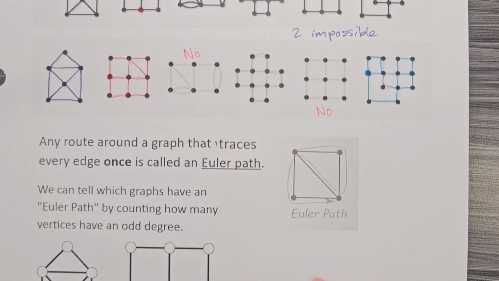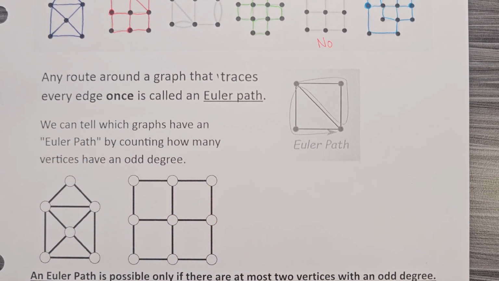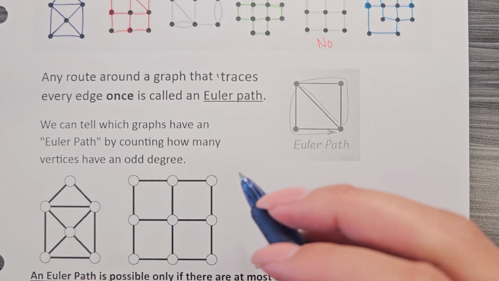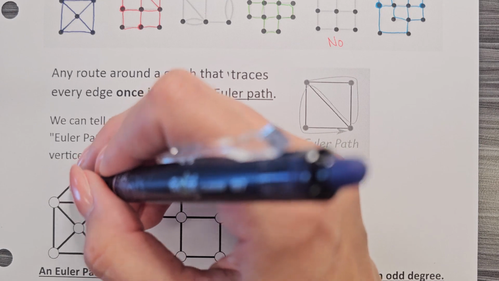Okay, now, any route that traces through a graph and only hits every edge exactly once is what we call an Euler path by that same mathematician. And we can tell which graphs have an Euler path based on the vertices with an odd degree. So as I mentioned on the last page, a vertex degree is how many lines are coming off of it.